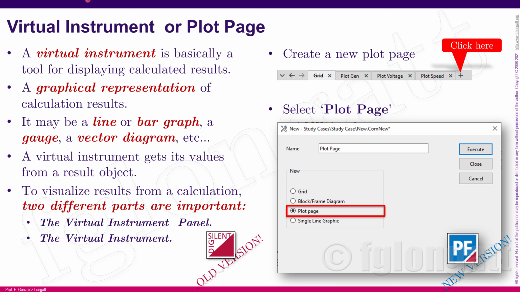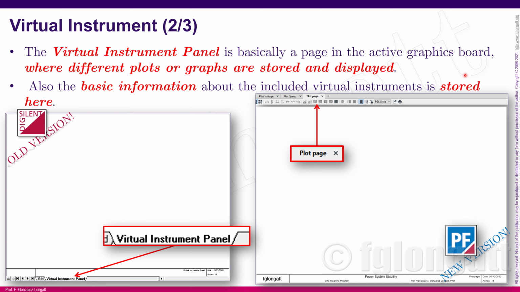Okay. Again, when you create a new plot, it's very simple. Just press this positive symbol, or plus symbol, at the top, and then you will have something like this. Okay. Right now in the old version, you have something like this. We call this virtual instrument, and here we have a new plot page. Okay. In this case, both of them are like a white paper.